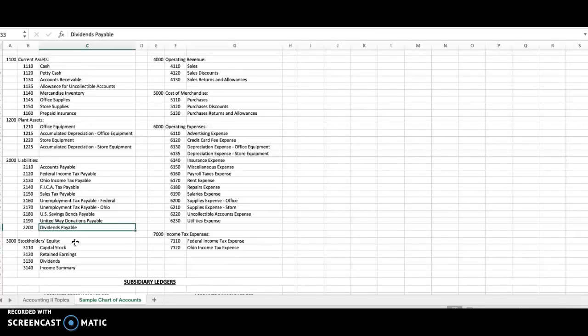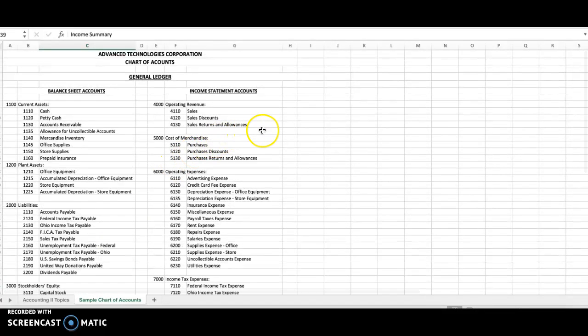Dividends payable, we'll be talking about that in terms of a corporation. And for a corporation also under equity, stockholders' equity, because this is a corporation, we have capital stock, retained earnings, dividends, and income summary. We had that account a few weeks ago.